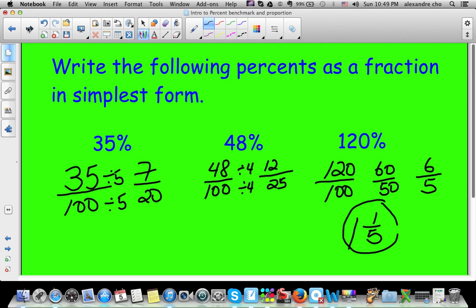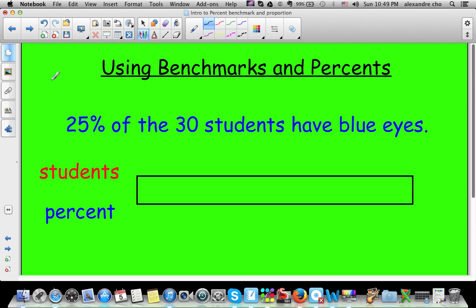Okay, so let's see what else we have. All right, using benchmarks and percents. Let's go over benchmarks a little bit. Benchmarks are numbers that we use frequently that are very easy to locate, very easy to recognize, very simple to use. You'll get an idea once we do a couple of them.